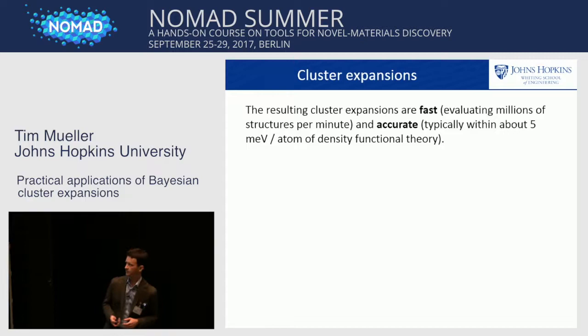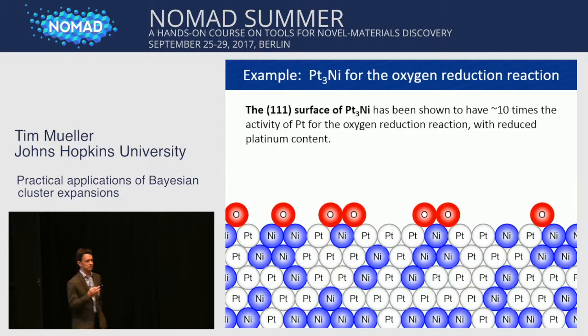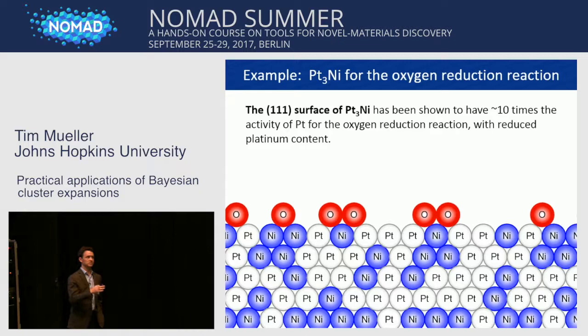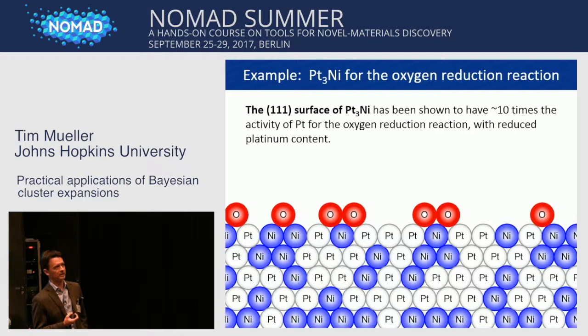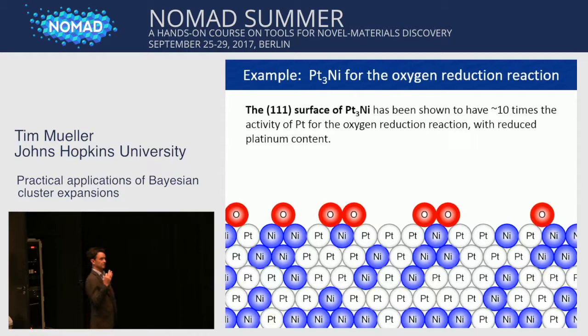And so I'll start with a system, the platinum nickel surface. So I'm going to start with surfaces. We're actually not going to look at any bulk materials today because the methods we use give you most advantage for surfaces and nanoparticles. The platinum nickel alloy, Pt3Ni in particular, has been shown to be very active for the oxygen reduction reaction, which is an important reaction in fuel cells. And so people like it because it's about 10 times as active as pure platinum with reduced platinum content. So more activity, less cost, and there's a lot of promise here.